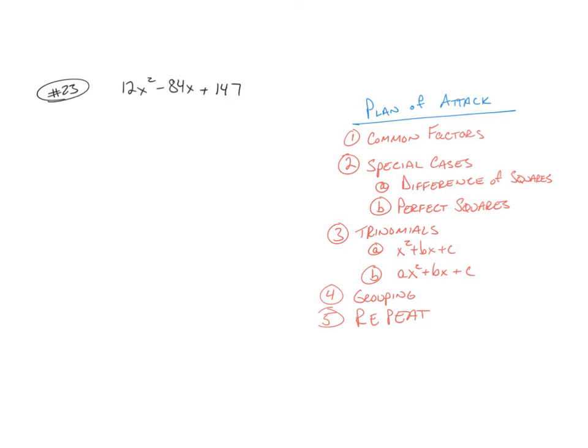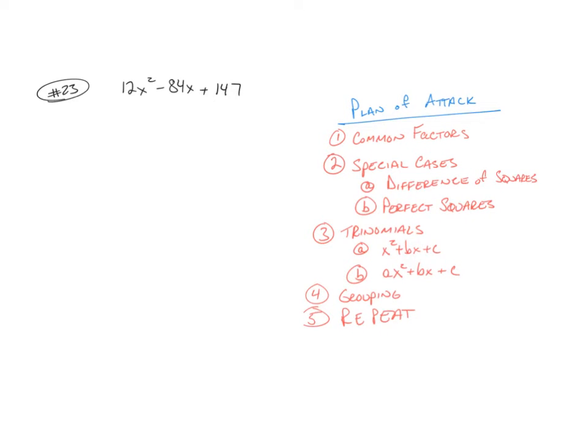I want to look at number 23, and the first thing I'm going to see with 23, once again, is that common factor of 3. So we'll pull out a 3, and that'll leave us with 4x squared minus 28x plus 49. And this is where we're going to look at our first perfect square. Here we have a perfect square, and there we have a perfect square. If you want to think about them real quick, this is a 2x that is being squared, and this is a 7 that is being squared.